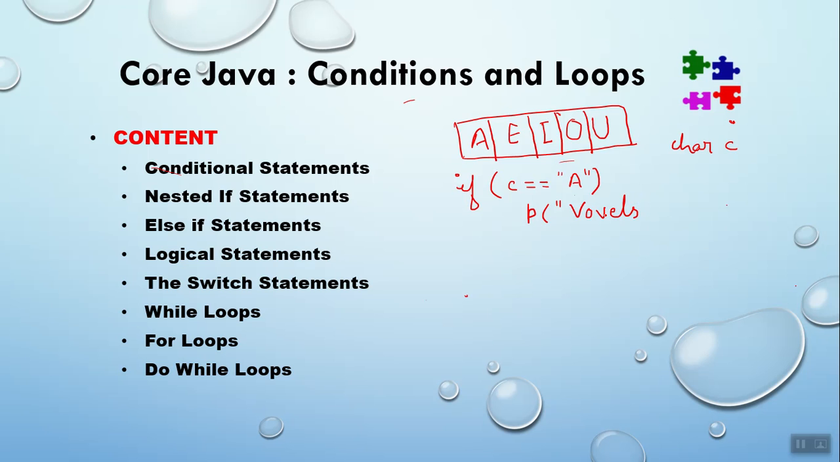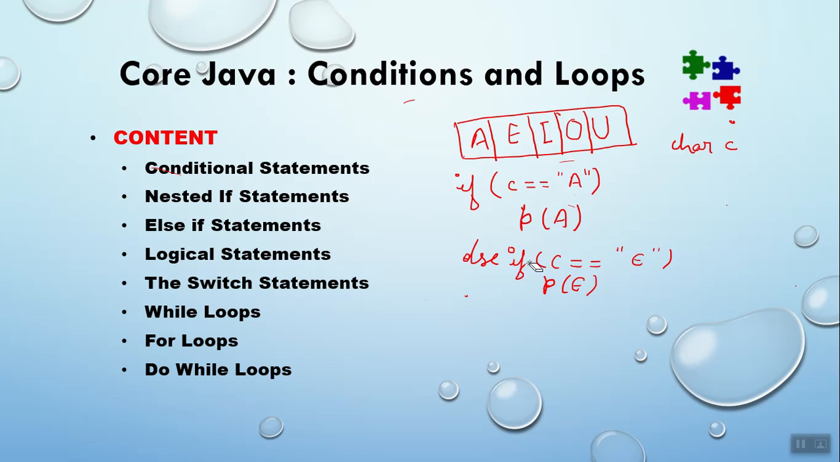Print A, then you again use else if C is equal to E, so you will print E. This is how you write else if, and you end up with a huge program.